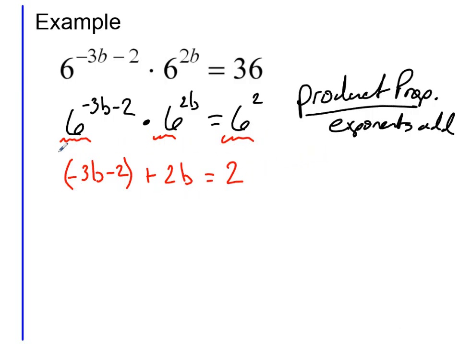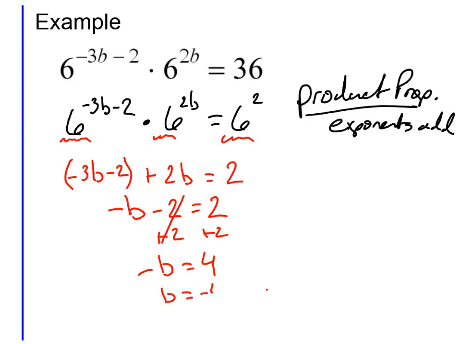Let's solve this equation made up of exponents. I have like terms. Negative 3b plus 2b is just negative 1b, minus 2 equals 2. Let's add 2 to both sides. Negative b is equal to 4. That means b is equal to negative 4. There's my answer for b. The b in this problem is negative 4.